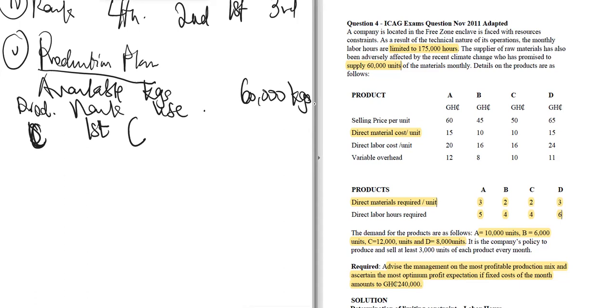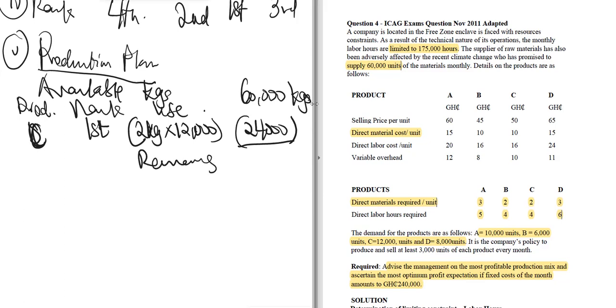How much materials do we need? We needed 2 kg, but we are producing 12,000 units. That means, can we use all the 24,000 kgs from the 60,000? Yes, we can. So how much do we have remaining? We have 36,000 kgs remaining. Then which one was next in ranking? It was product B. B was next in ranking, so this is second.